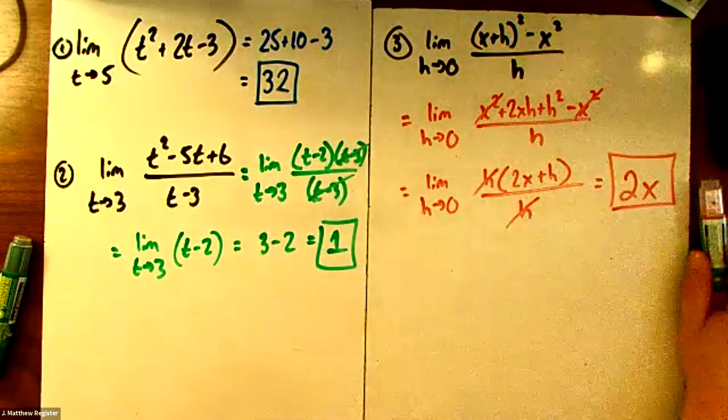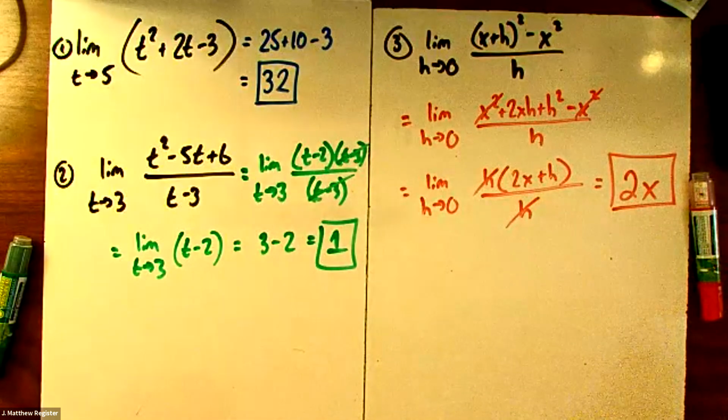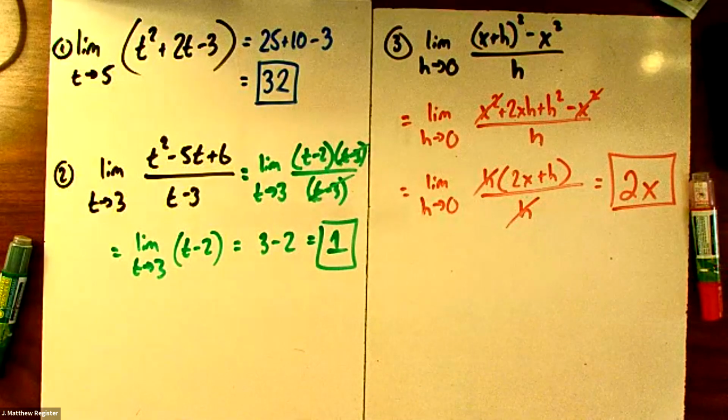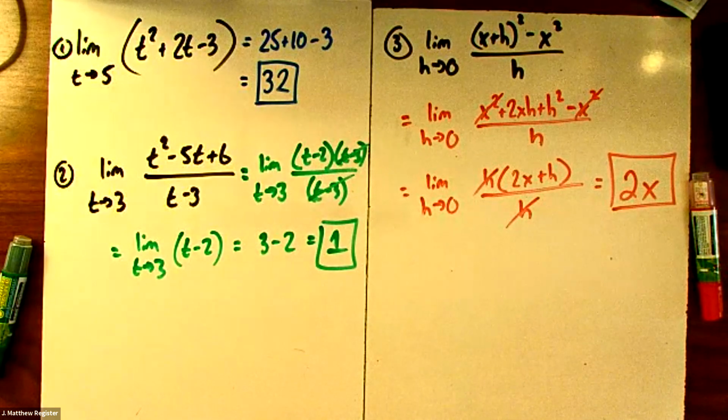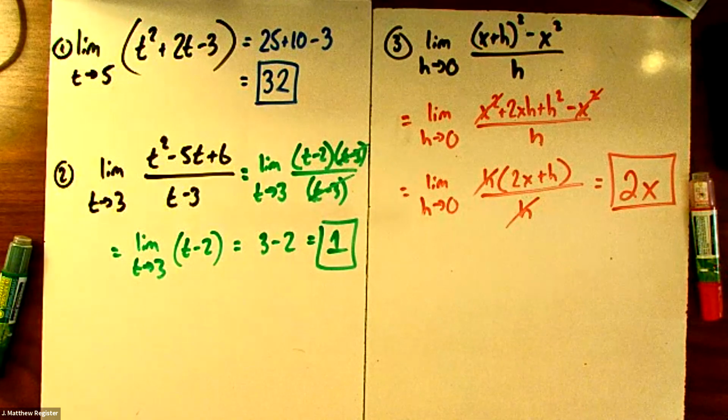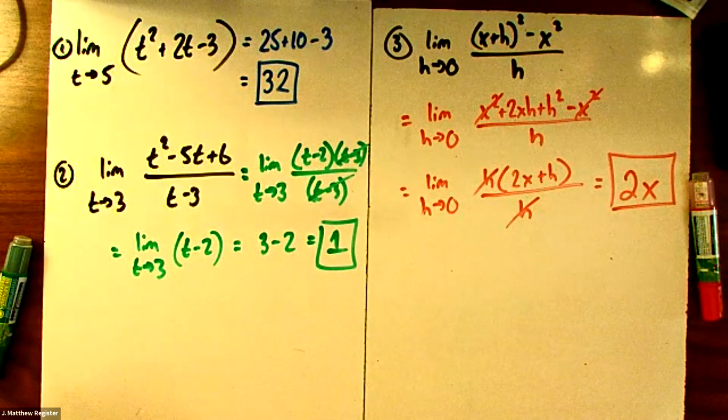This process where we take the limit of a difference quotient is called finding the derivative. And that is what chapter 3 is all about. But we're not in chapter 3 yet. And so we're going to focus on chapter 2 stuff for now.